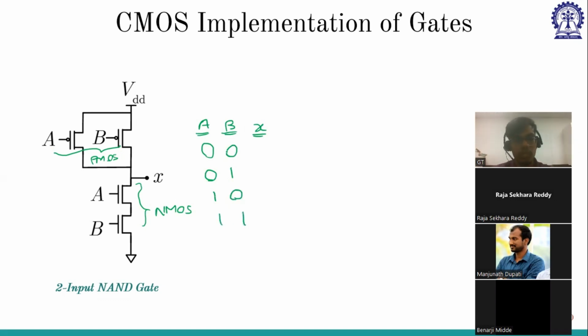If A and B both are 0, the two NMOS will be open, and both PMOS will be on. So VDD will be passed through to X, so X will be 1. In the same way, if A is 0 and B is 1, A is 0 means this is off, this is on, and B is 1 so this is on, this is off. So again VDD will be connected by means of A, so again this will be 1.